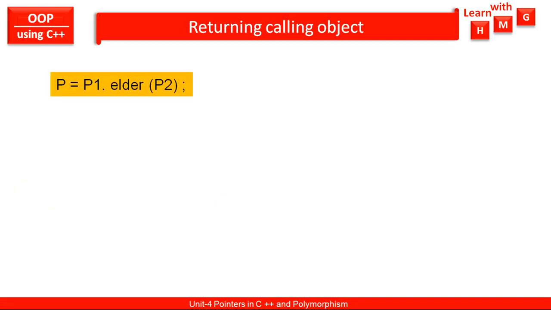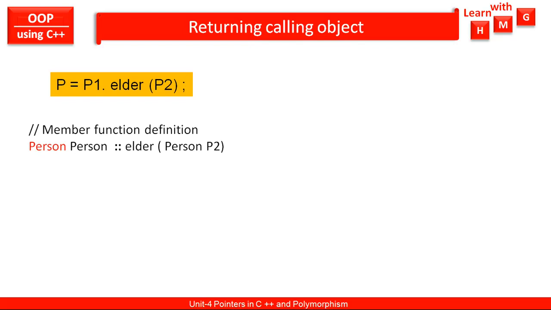So here again, the P1 object is calling the elder function with argument object P2, and it is returning another object, and that is assigned to the P object. In the member function definition, elder is the function which accepts a person type of object, that is person P2. Person is the name of the class, P2 is the object. So P2 is an argument object of the type person. Then elder is the member function of the person class, associated with the person class using the scope resolution operator.